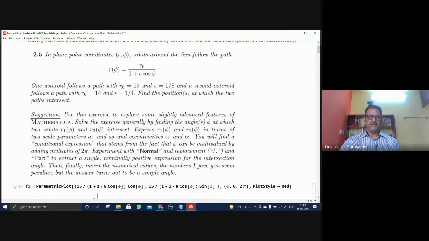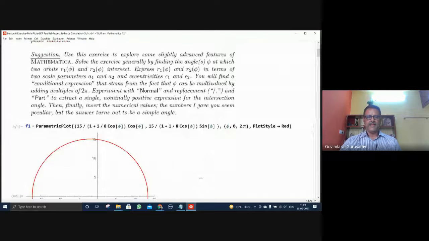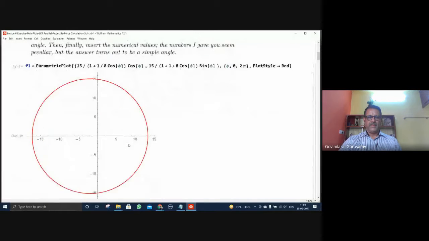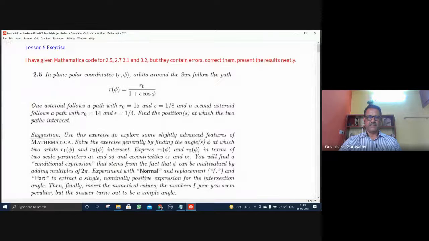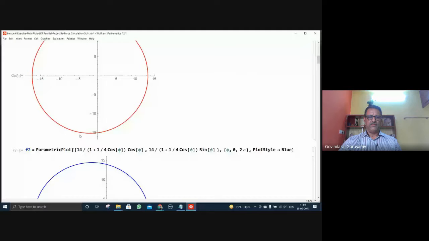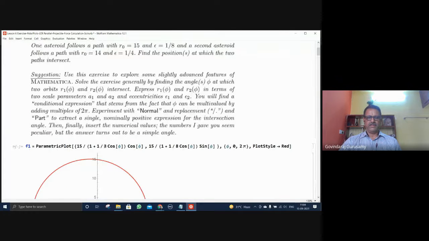Okay, there are two asteroids. They follow a particular path that has been given here. Anyway, we'll just look into this. This I have already plotted as a parametric plot in the previous class itself, and I've shown the result. Then this is another plot for the next part of the asteroid, where 1414. This is 1518.